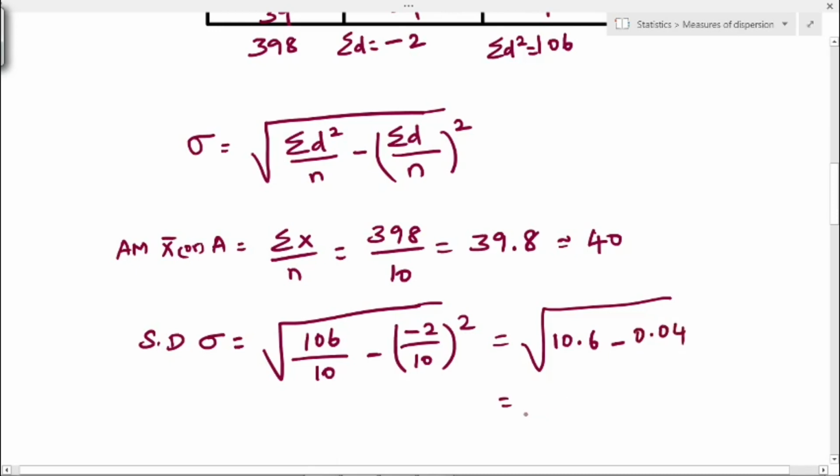So if you subtract, you will get root of 10.56. So now root of 10.56 value is 3.25. So this is the value of standard deviation.